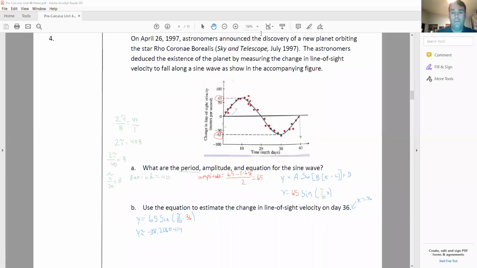And now we write about it. And then we call it a day. The change in the line of sight velocity on day 36 is approximately negative 38.206 meters per second.